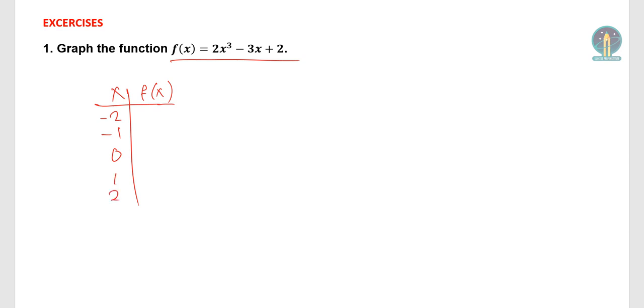So when x is minus 2, f of x is minus 8. And again, you can use the calculator to confirm these. When x is minus 1, f of x is equal to 3. When x is 0, f of x is equal to 2. When x is 1, f of x is equal to 1. When x is 2, f of x is equal to 12.